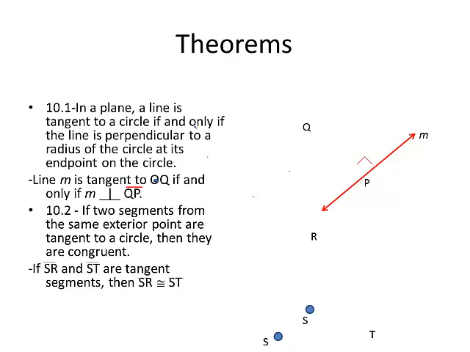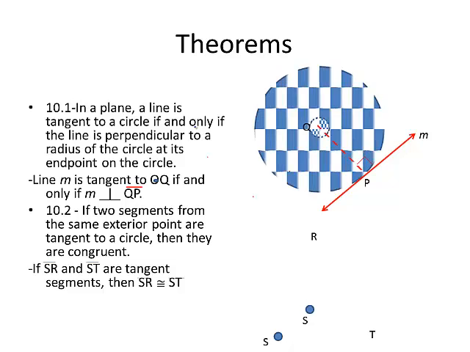Okay, so a few theorems that are associated with this. We have 10.1. In a plane, a line is tangent to a circle if and only if the line is perpendicular to a radius of the circle at its endpoint on the circle. So what does that mean?